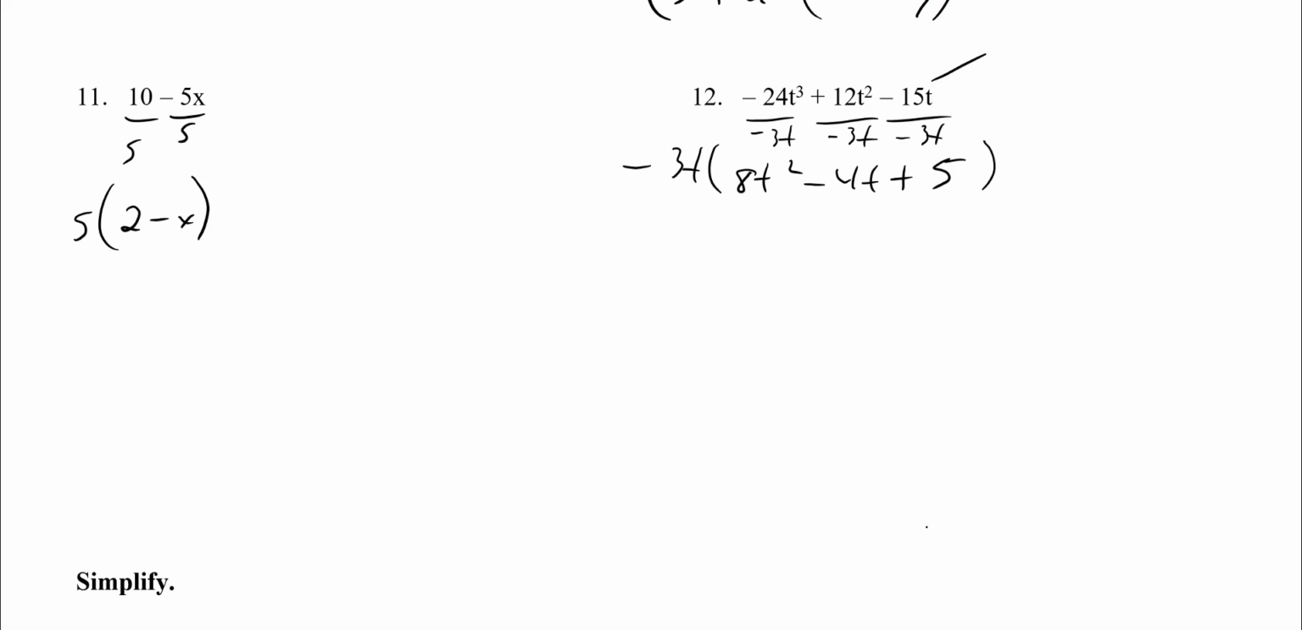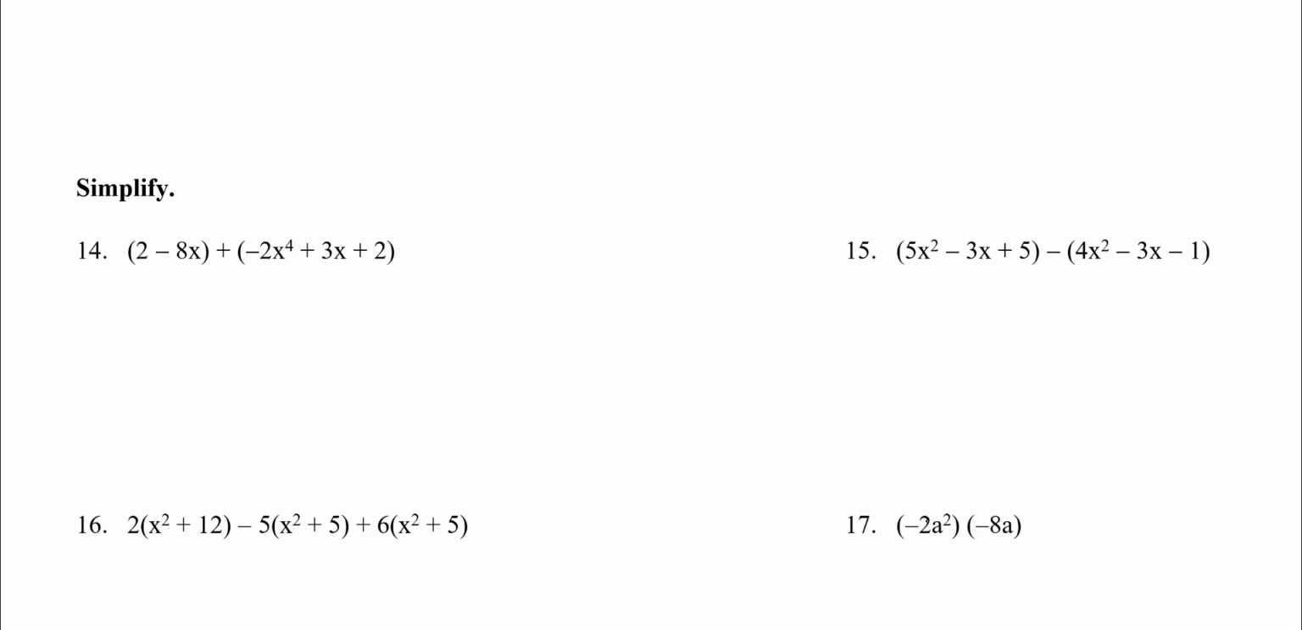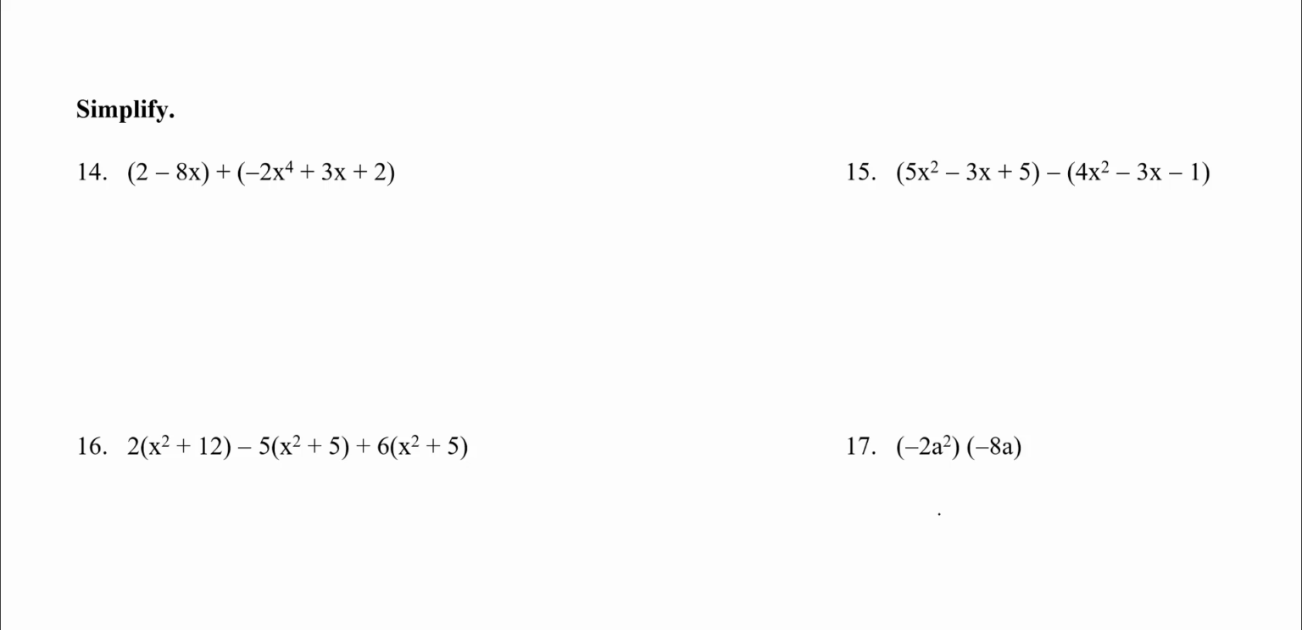Okay, not bad. Now these are simplified. They're not factored. Guys, remember when you do factoring, you're actually putting it into parentheses. This one is simplified, which means you're taking it out of parentheses. You're simplifying it. Okay, so because that's a plus here, you don't do a lot with it. So it's 2 minus 8x minus 2x to the fourth plus 3x plus 2. All right, so I just kept the same sign too with a plus sign.